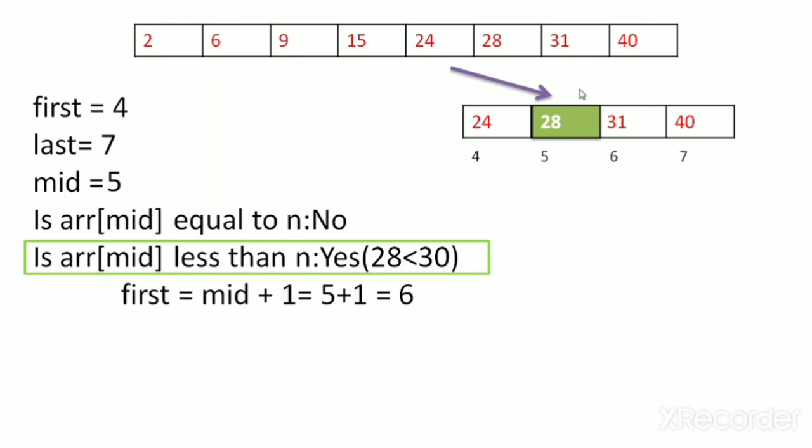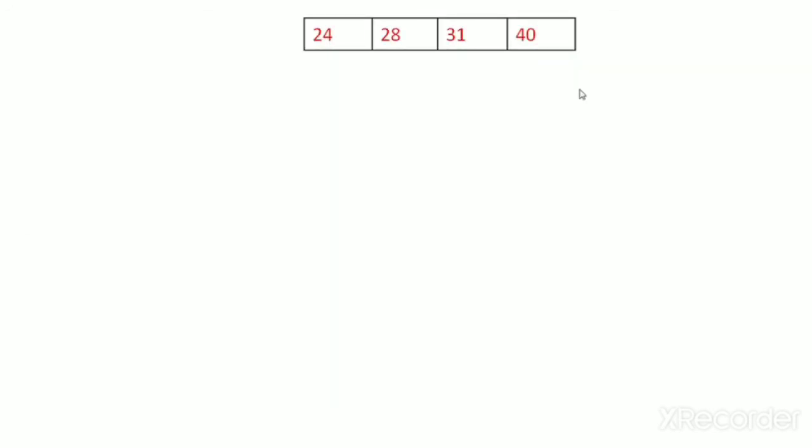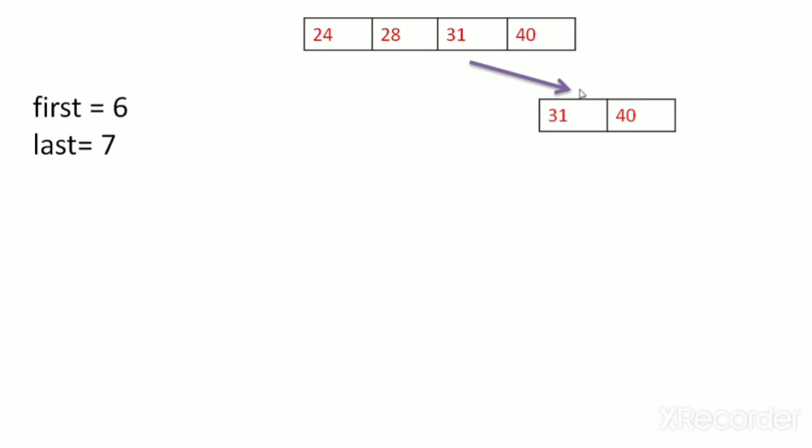Now the previous array was this. First has become 6, last is 7. So our scope of search is reduced to two elements, which are at indexes 6 and 7. And now again we'll calculate mid. 6.5, we'll take it as 6.